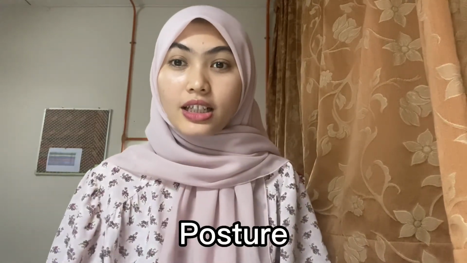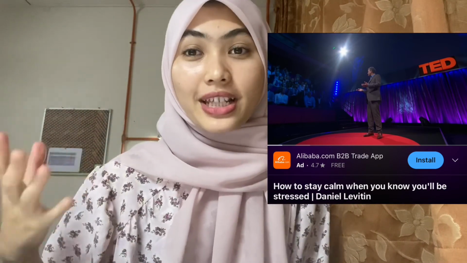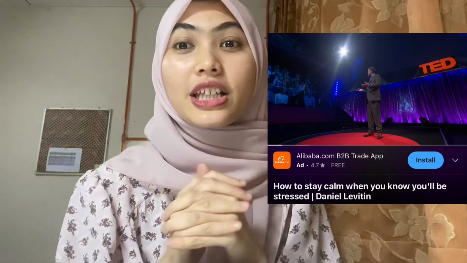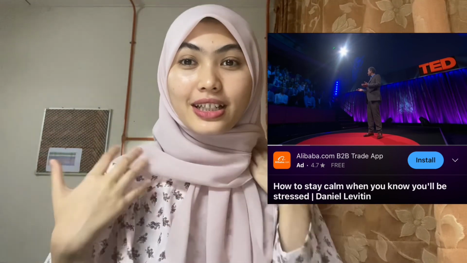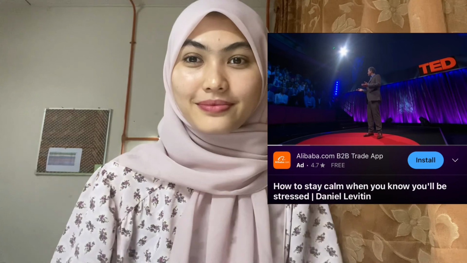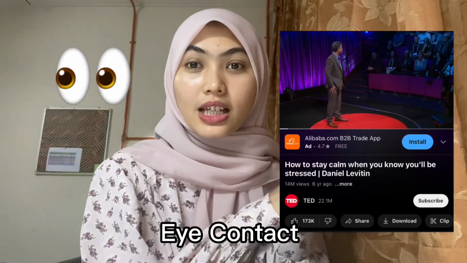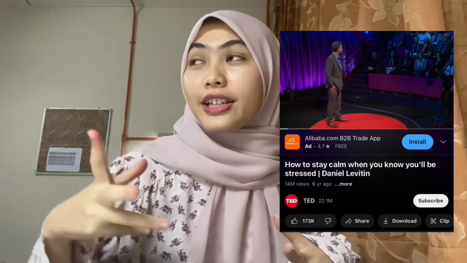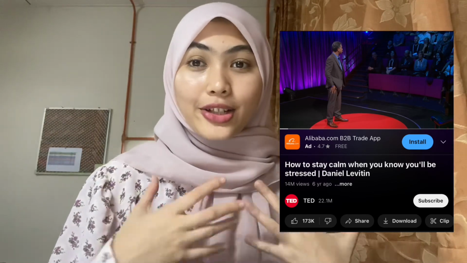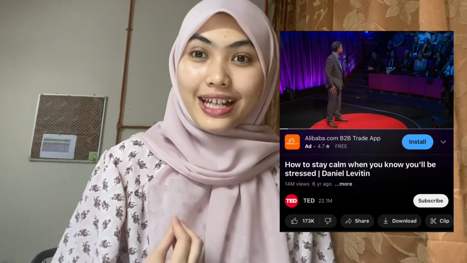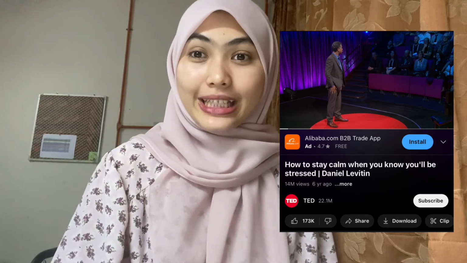Next is the speaker's posture, body posture. The speaker needs to stand straight. This is to show that he is energetic and eager to deliver his or her speech. So that is eye contact. By looking at this picture, the speaker looks at the audience. When he looks at the audience, they will feel appreciated by the speaker.